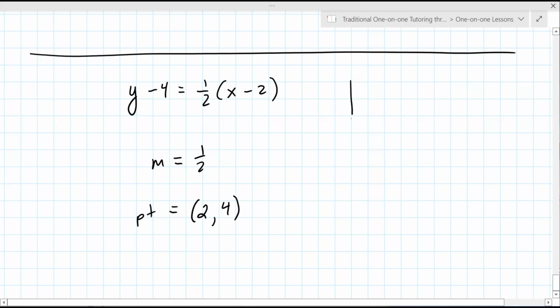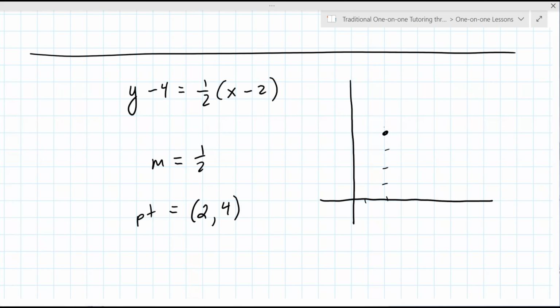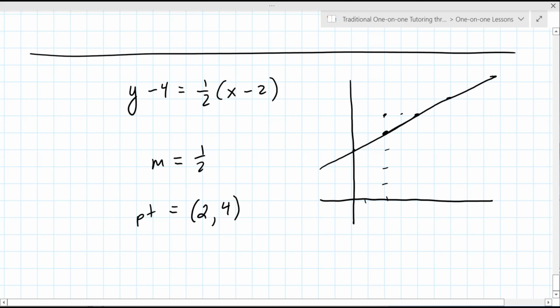Good. So we're going to graph that point. We're going to go to 2, 4. So there's 2, 4. Can you explain to me what we do from here? We go up 1 and 2 to the right. Perfect. Do I need another point or is this enough? This is enough. 2 points are enough, but you may want to draw a couple more, especially if you're doing it by hand.